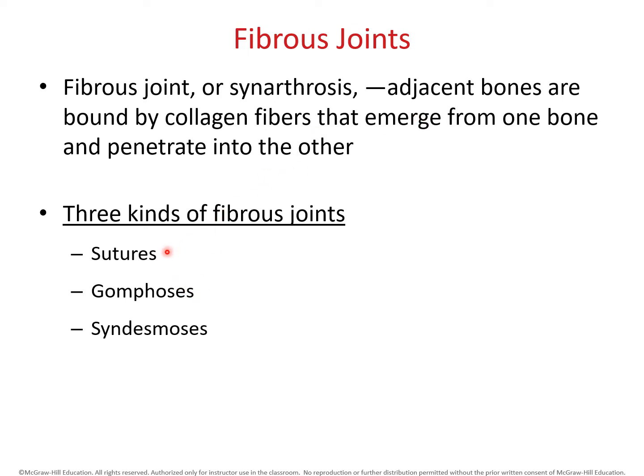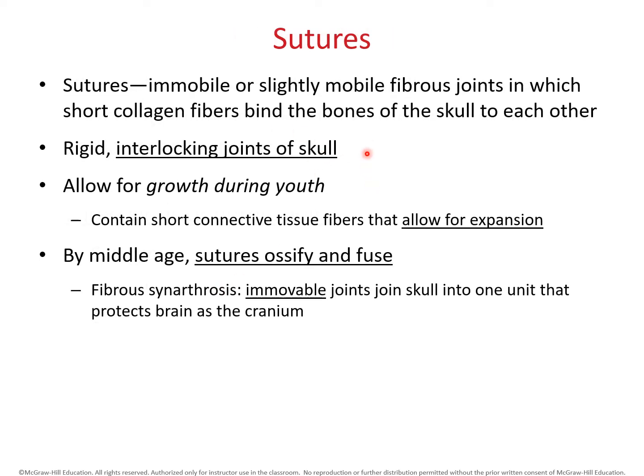All right, so three kinds of fibrous joints that we will talk about: sutures, gomphoses, and syndesmoses. The first one is sutures. And we have already seen this when we looked at the anatomy of the skull in lab, or if we haven't done that yet, we'll be doing it soon. But we already know a little bit about these, right? Sutures are representing where bones of the skull and the face have joined together.